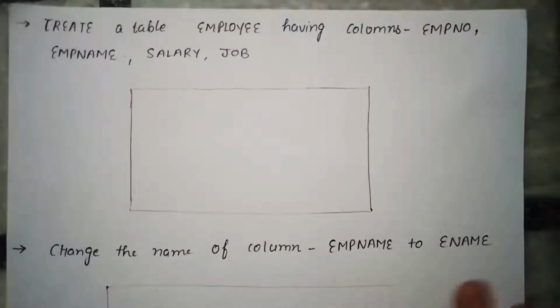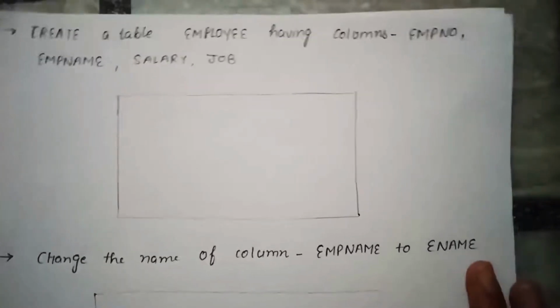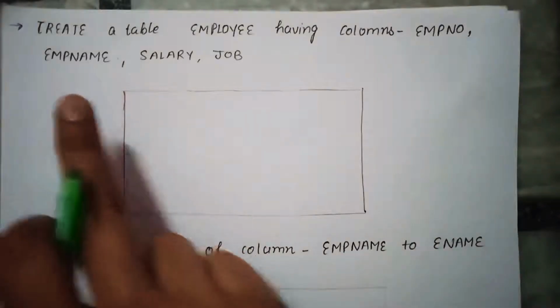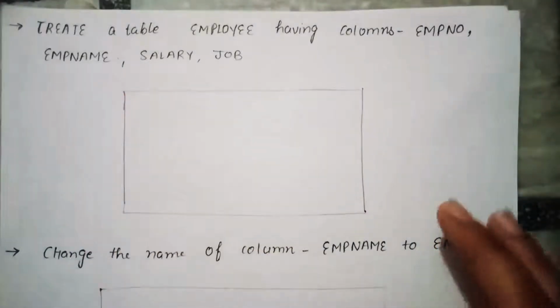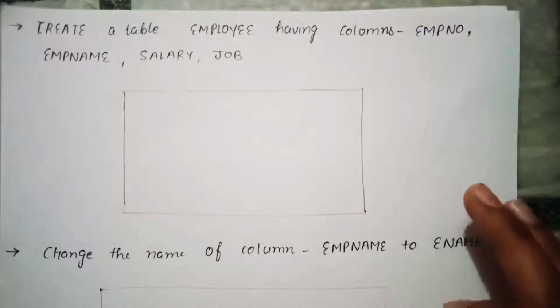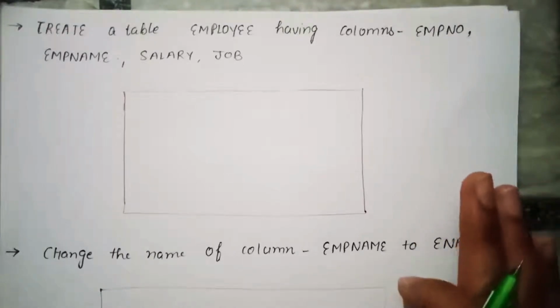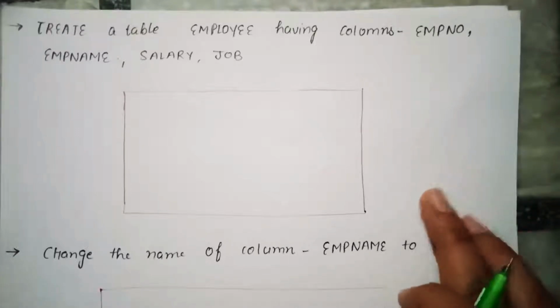Okay, so the first query is basically: create a table employee having column names emp id, or we can say employee emp number, emp name, salary and job. Now what is this query saying? We have to make a table, that is the employee table, which consists of 4 columns, that is emp number, emp name, salary and job. Now how do we write this query?